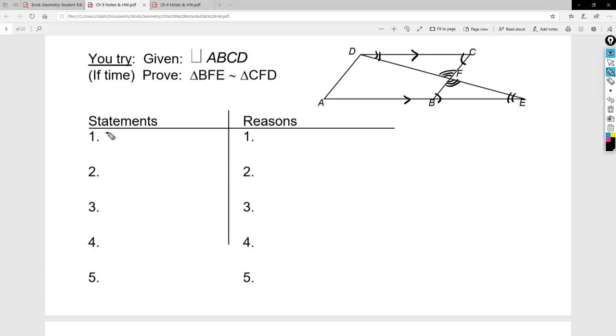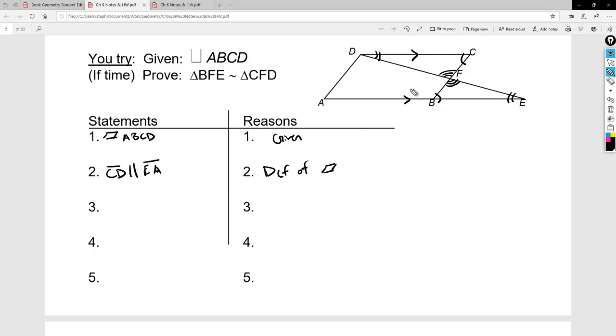So with my statements, I'm first going to start with parallelogram ABCD. I'm going to say that CD is parallel to EA. This is a property. Actually, let's say this is a definition. That's true. So this is the definition of a parallelogram as two sets of parallel lines.